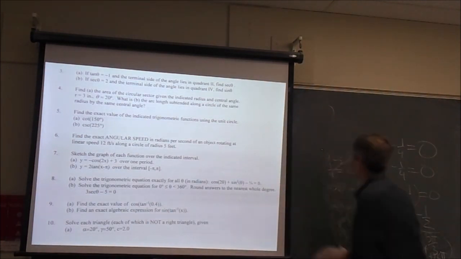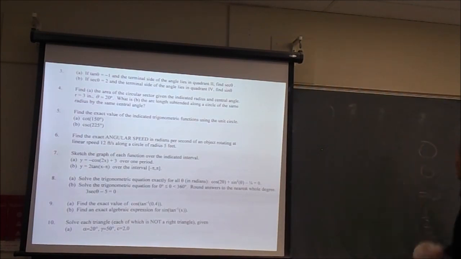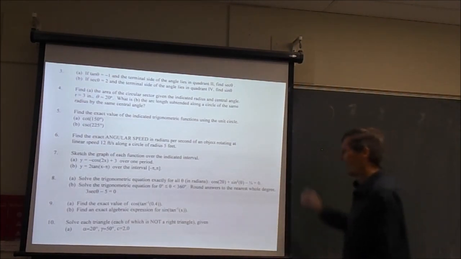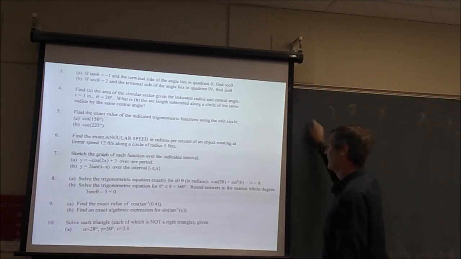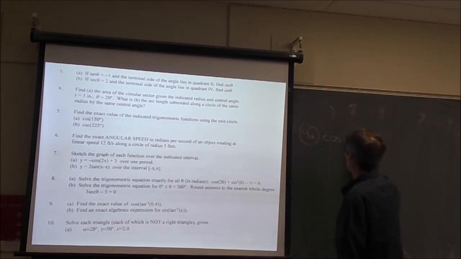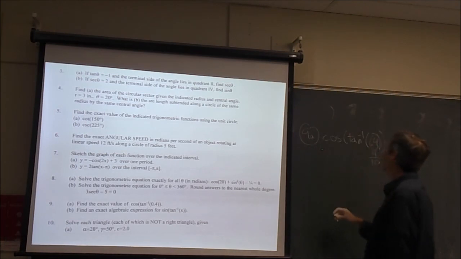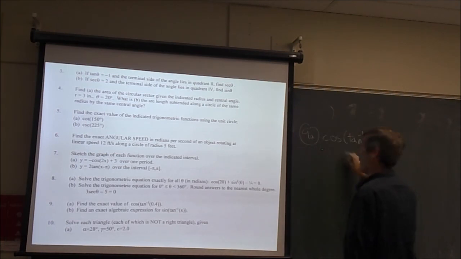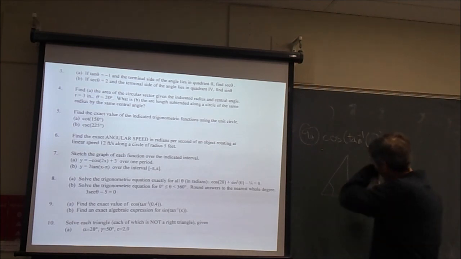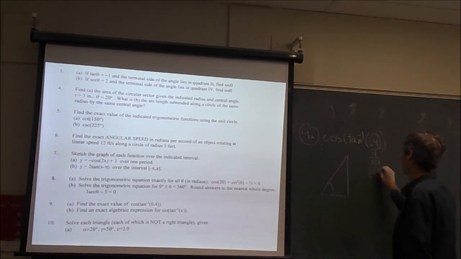Remember how to do those? Those are tricky. If I want to calculate, on number 9a, the cosine of the arctangent of 0.4, well, I might just for convenience write this as any fraction I want. Let's call it 4/10. And when you have a trig function of an inverse trig function, you draw a triangle with theta equal to the inverse trig function that you see. So theta equals arctangent of 4/10.